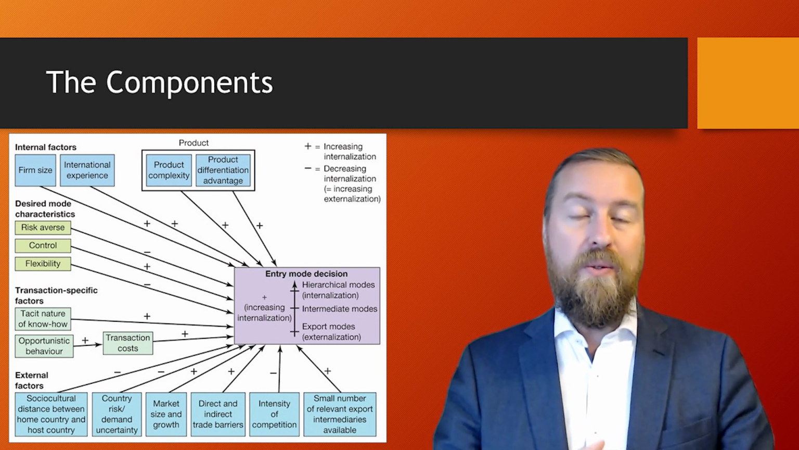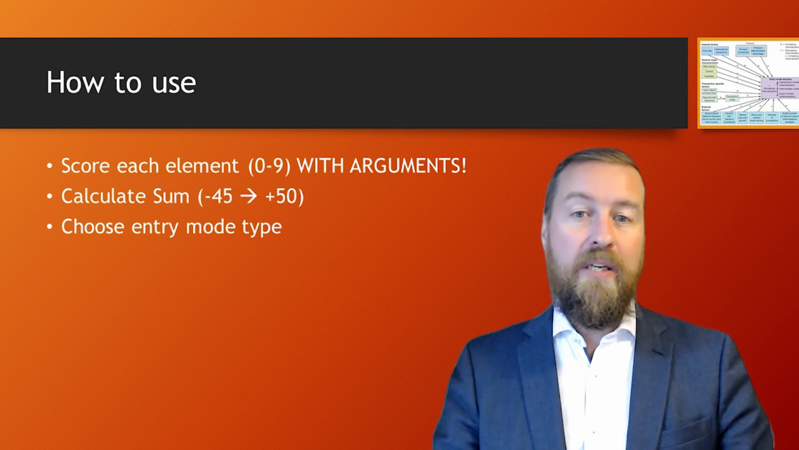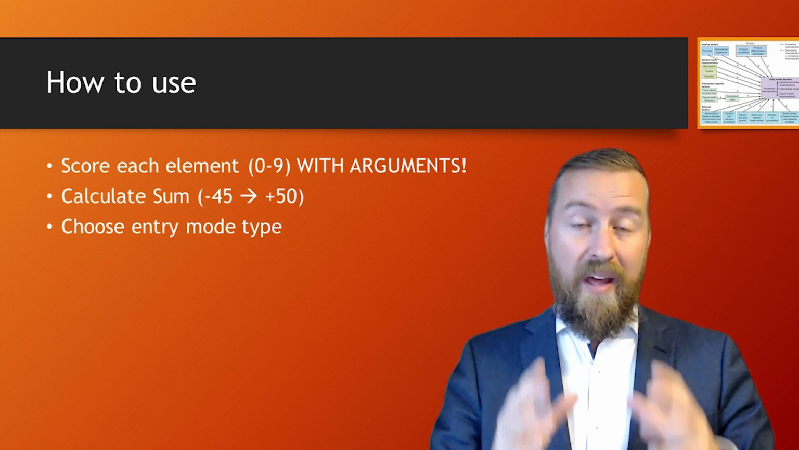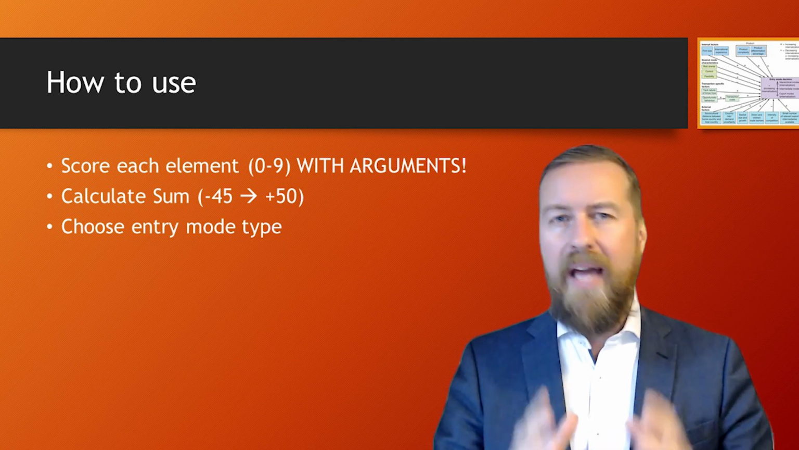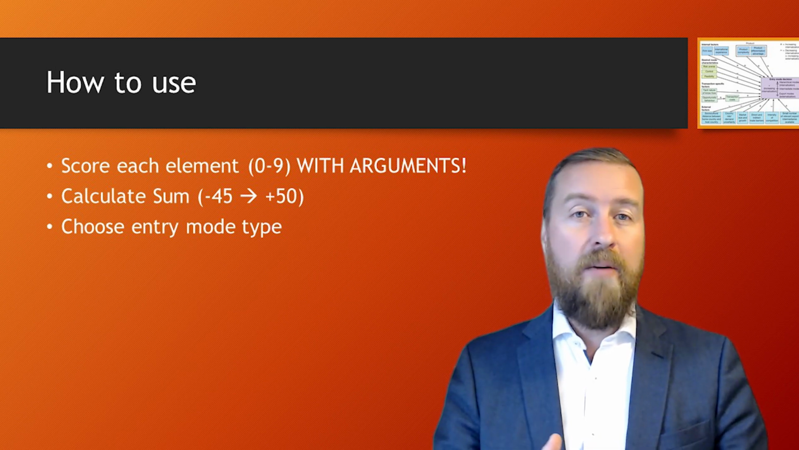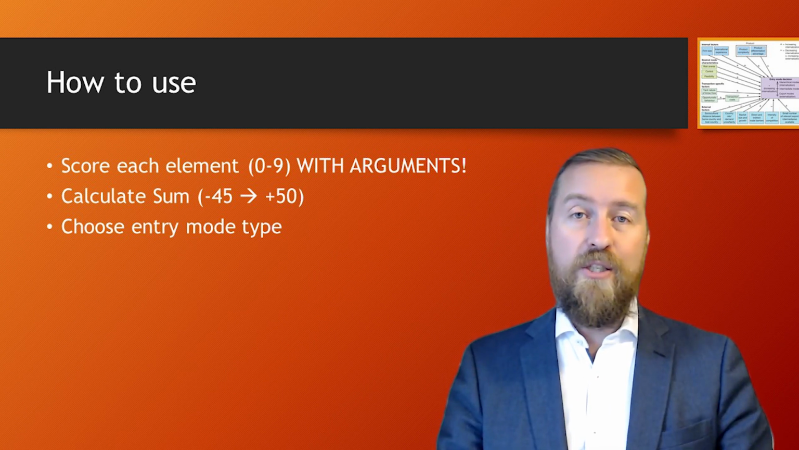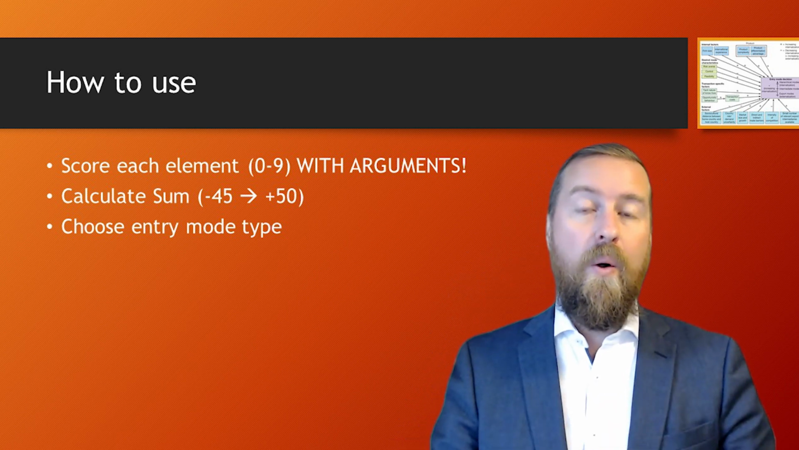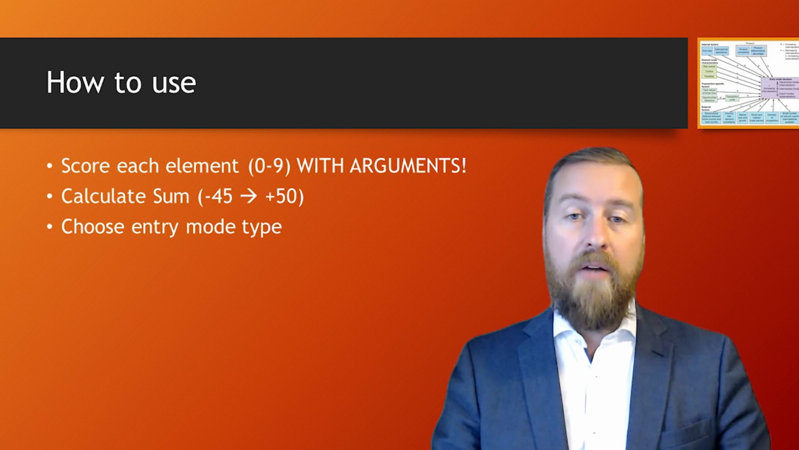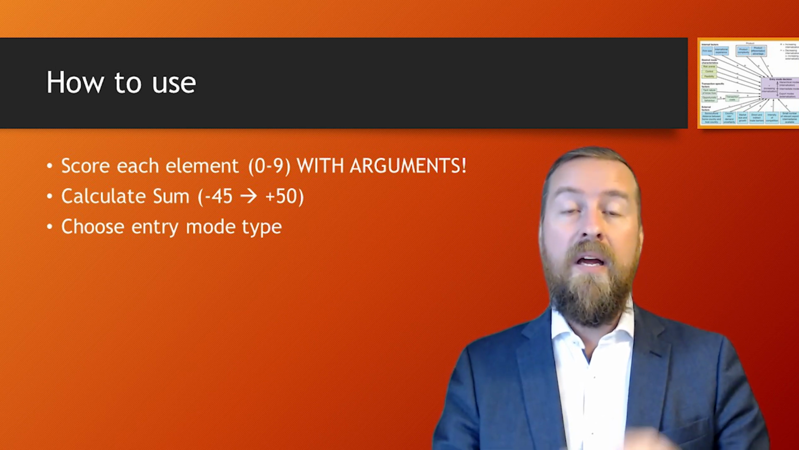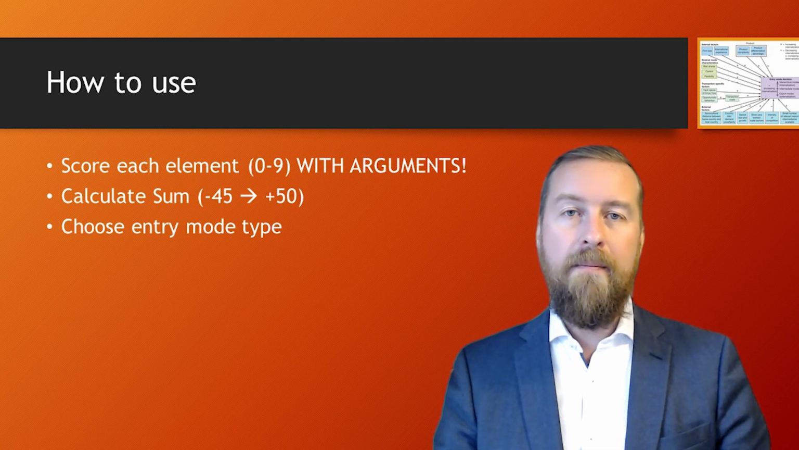So what we do is that we take each element, we score them from 0 to 9 with arguments. I cannot stress this enough, because without arguments, it's just a number which can be correct or wrong. And depending on your arguments, you can have a 9 score or you can have a 0 score. It's all down to your arguments. Calculate the sum. It'll be somewhere between -45 and +50, and choose an entry mode based on that.